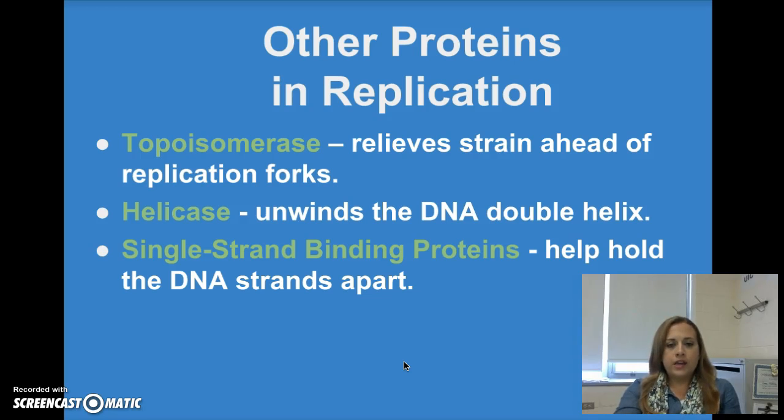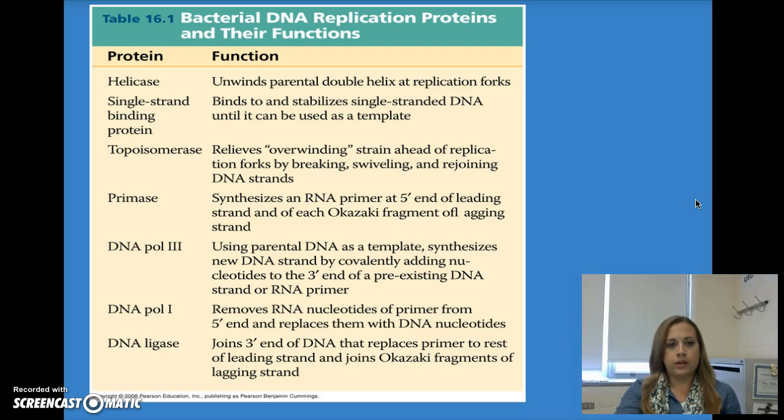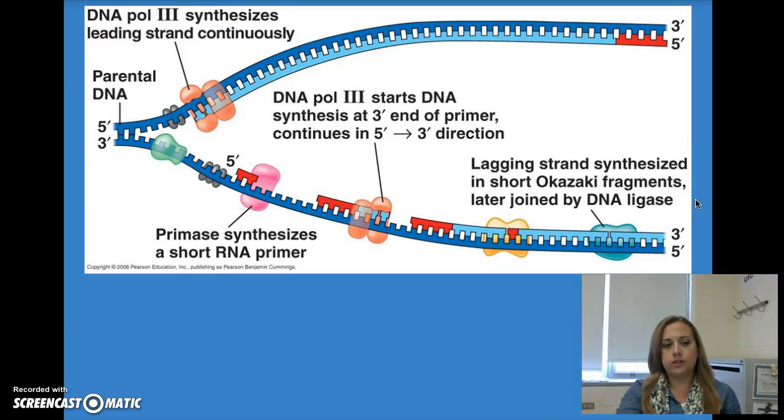And then you've got helicase. The first part looks like helix, and that makes sense because helicase is going to unwind the DNA double helix. And then you've got the single strand binding proteins, and these help hold the DNA strands apart as replication is taking place. Table 16.1 is in your book. I highly recommend you take a look at this. It gives you a really good breakdown of all of the enzymes and what they are used for.